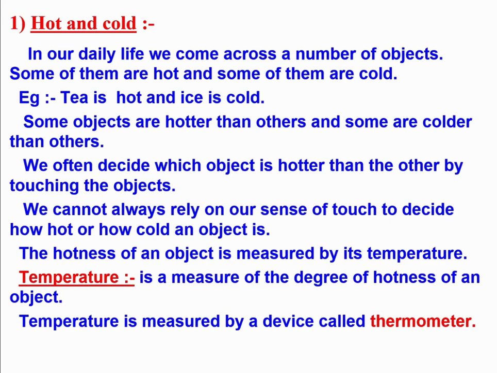Some objects are hotter than others and some are colder than others. We often decide which object is hotter than the other by touching the objects. We cannot always rely on our sense of touch to decide how hot or how cold an object is. The hotness of an object is measured by its temperature. Temperature is a measure of the degree of hotness of an object. Temperature is measured by a device called thermometer.